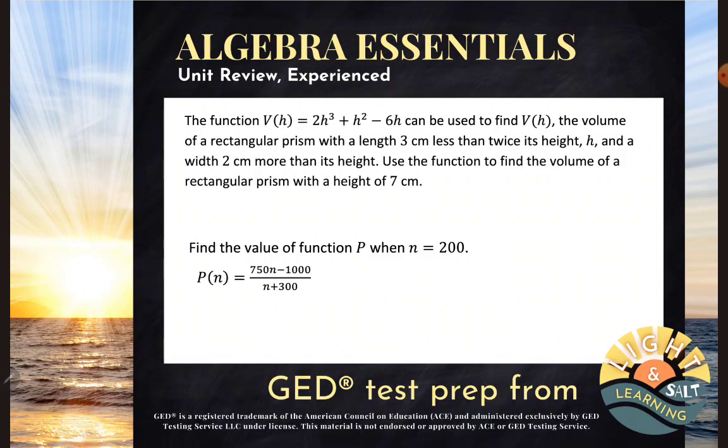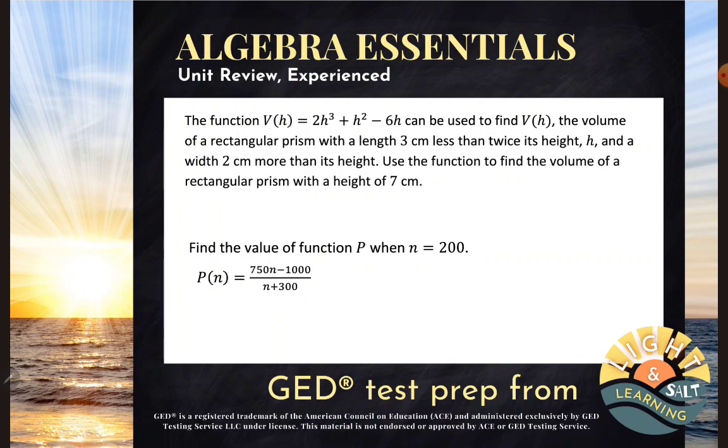First one, the function, we read that as v of h. So basically the function's name is v. This is function v, but it involves h. H is in it. So that's what that v of h means.